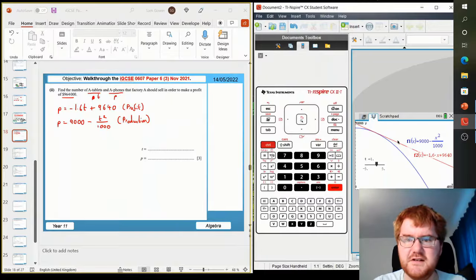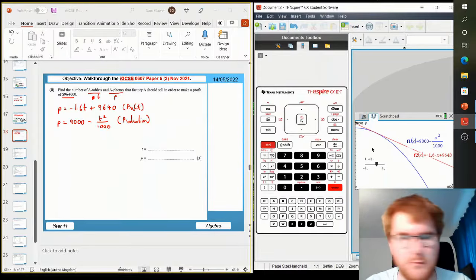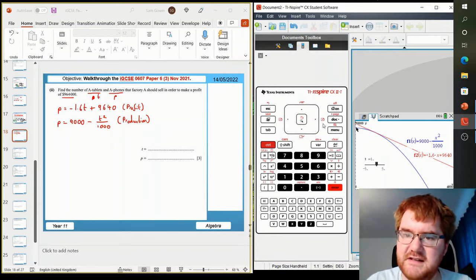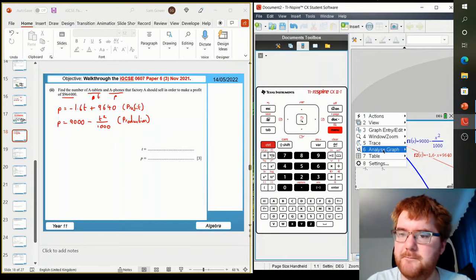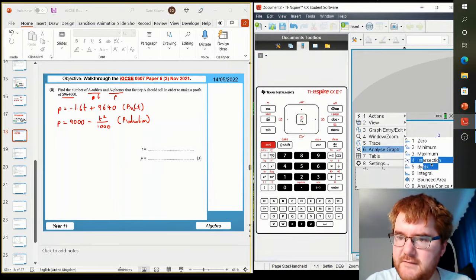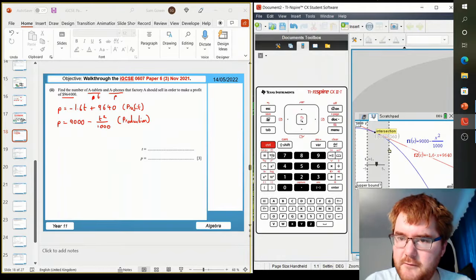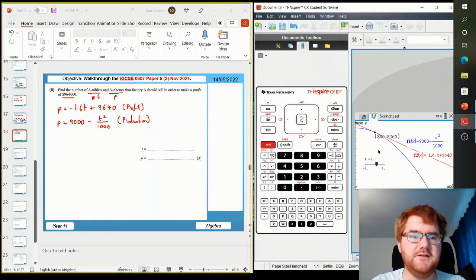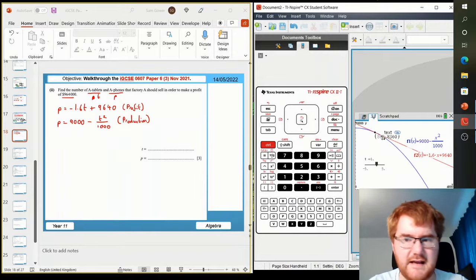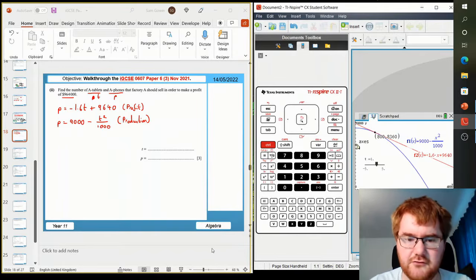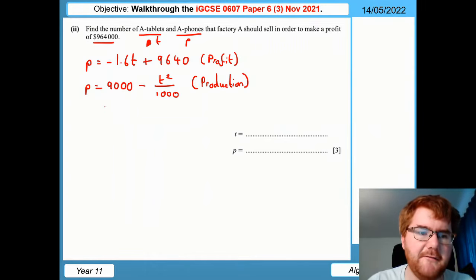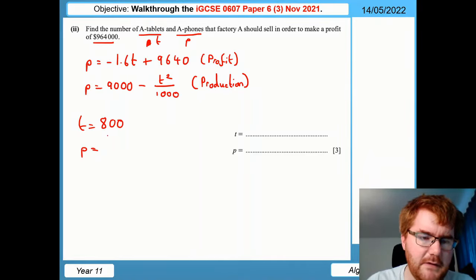Once we pop that in, as you can see, we get a straight line, which we expect because we only have x, not x squared, and we want to find the intersection point. So we just go to Menu, Analyze Graph, Intersection. We click before, click after, and then we get the two answers that we're looking for. So 800 and 8,360. Remember, the first number represents the t value, and then the P is 8,360.